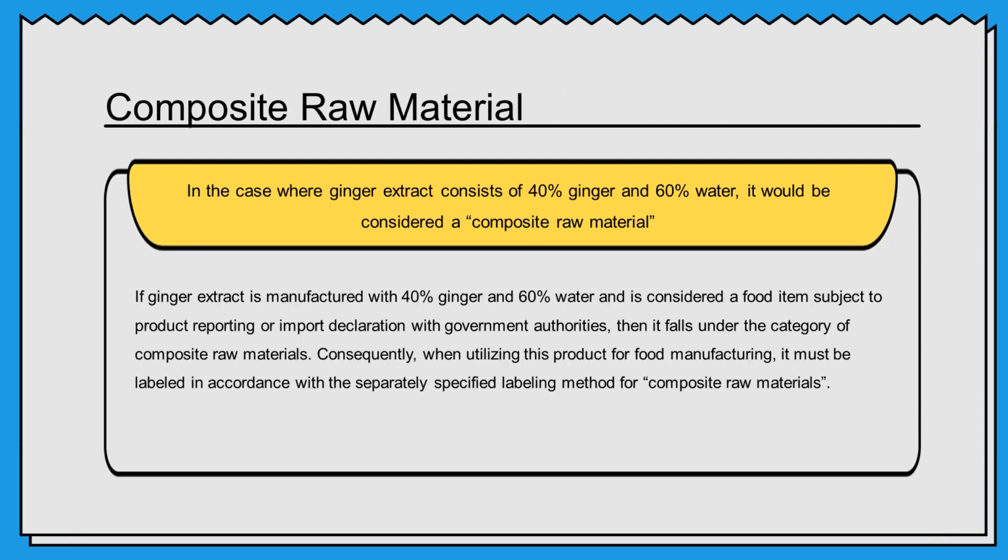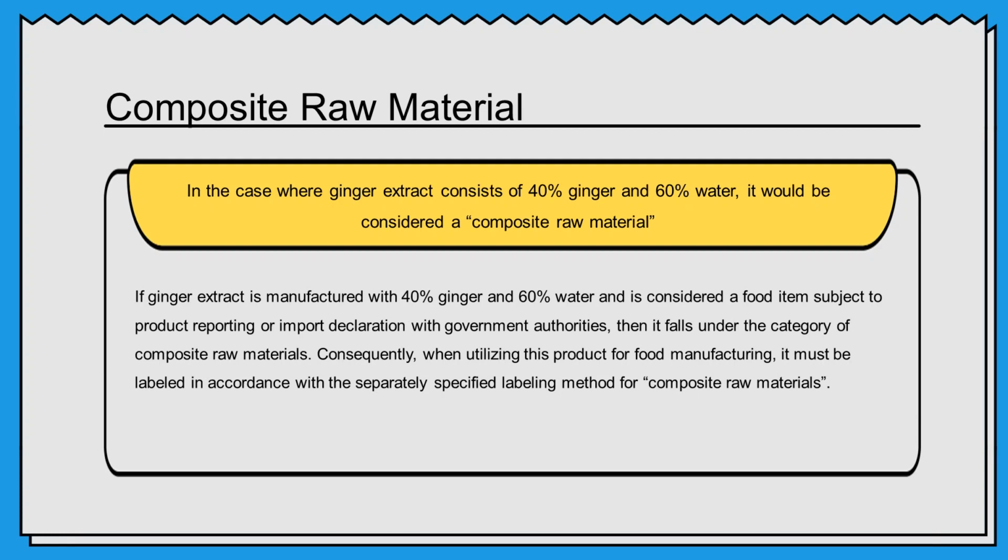This is about composite raw material. In the context of indicating raw material names, as mentioned earlier, it's important to distinguish between composite raw materials and intermediates. Composite raw materials refer to those manufactured from two or more types of raw materials, which are then used as ingredients for other foods, and have been reported to or declared with government authorities for product reporting or import.